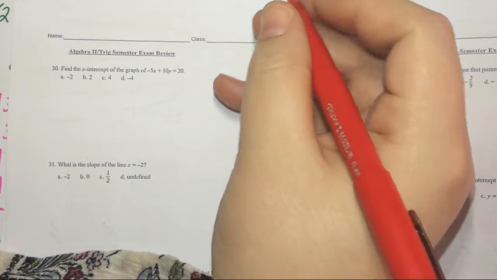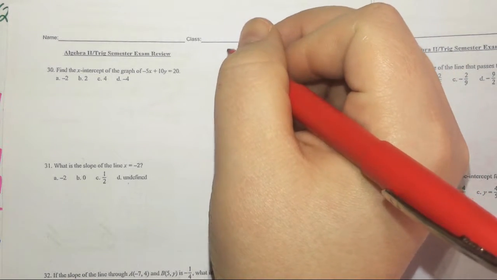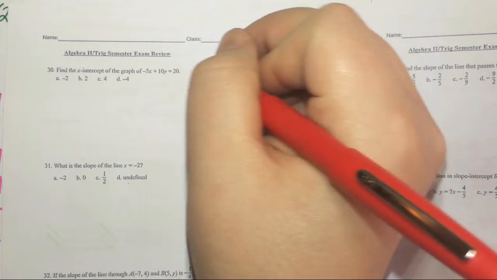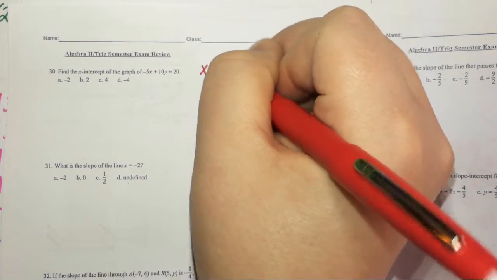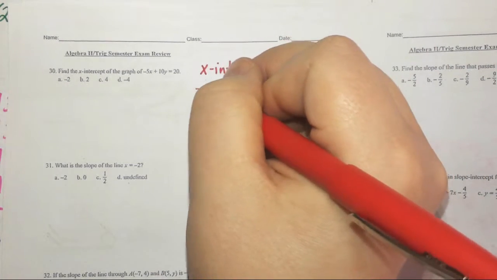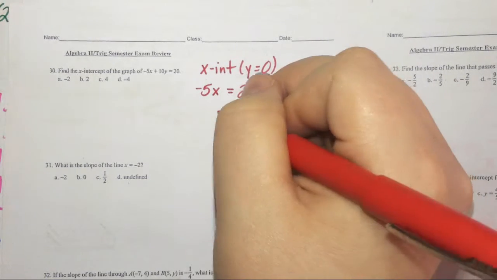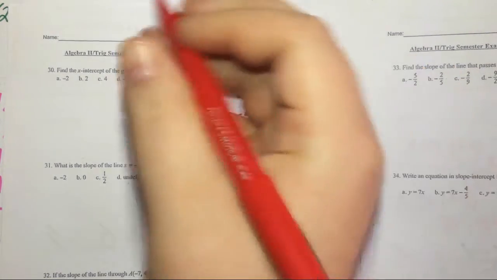X-intercepts we talked about yesterday. You could always put it in y equals mx plus b if you wanted to, and then graph it and look to see, but that takes time. X-intercepts happen when y is 0. If I plug in a 0 for y, I'll have negative 5x equals 20 because the 10y goes away, so x equals negative 4, so the answer is D.